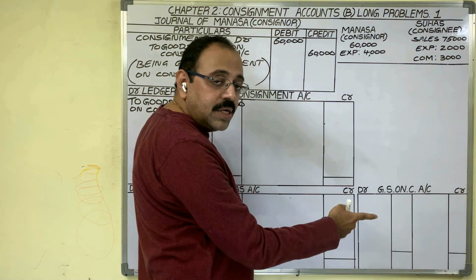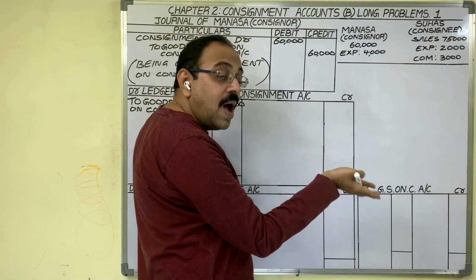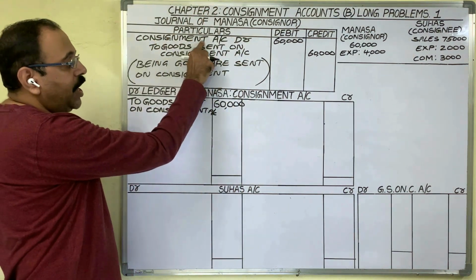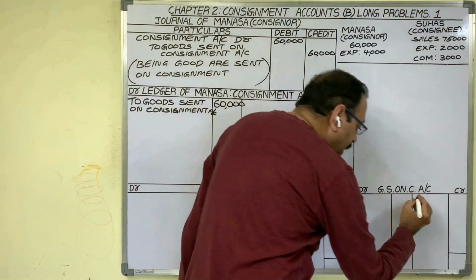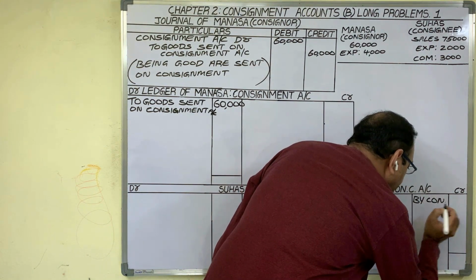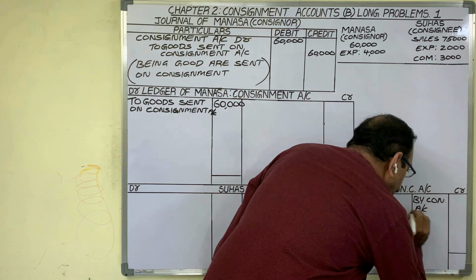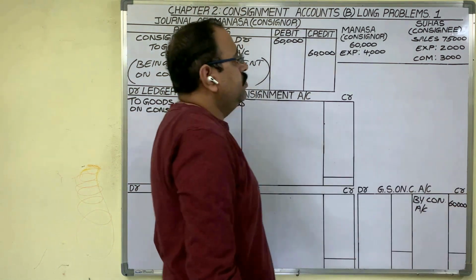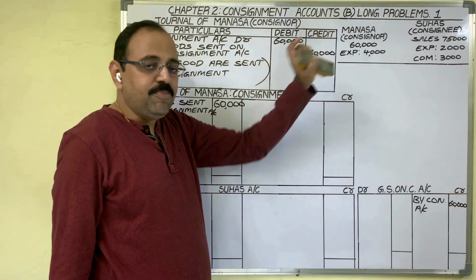And what to write here in the particulars column? The other account name. Now, what is the other account? Consignment account. So on the credit side, you have to start with "By", no? By consignment account. Amount is 60,000. So the first transaction is completed.